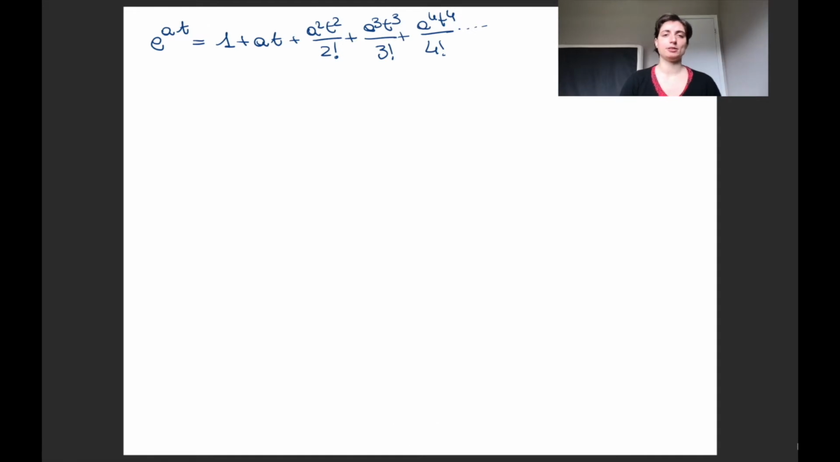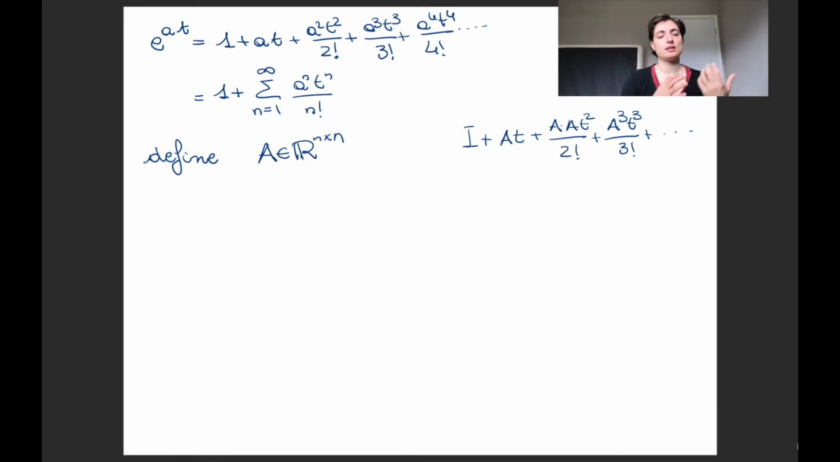Exponential of at can be written as a Taylor series. It converges for every t, infinitely long. That is 1 plus a times t plus a squared t squared divided by 2 factorial plus a to the third t to the third divided by 3 factorial, and so on. And this can be written as 1 plus the sum from n equals 1 to infinity of a to the n t to the n divided by n factorial. Why don't we start the sum directly at n equals 0? Because 0 factorial is a bit iffy. It's not really clear what it means. So we try to avoid that.